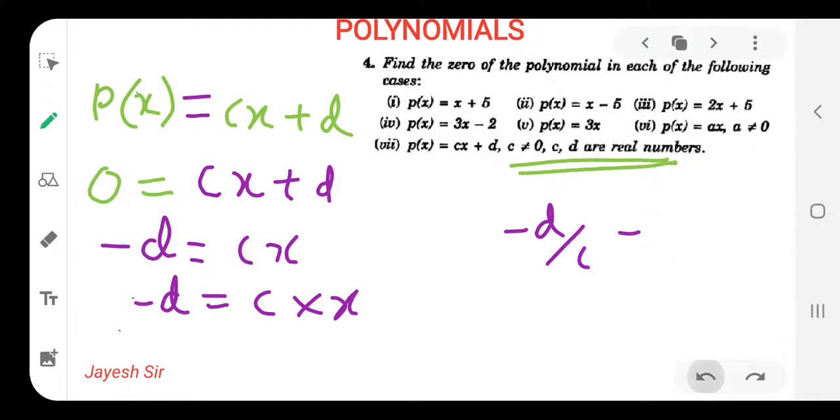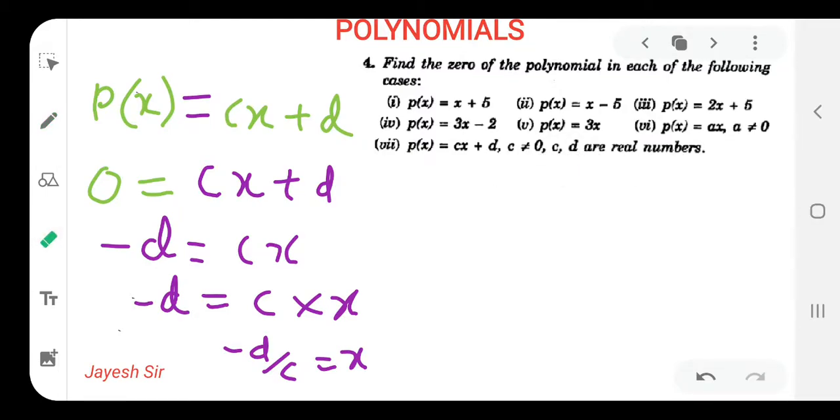Let me write this answer over here so that we can verify our answer also. So minus d by c is equal to x. This is our value that gives the zero of the polynomial. I hope you all have understood it properly.